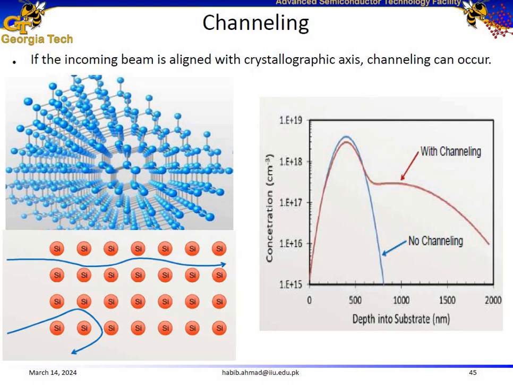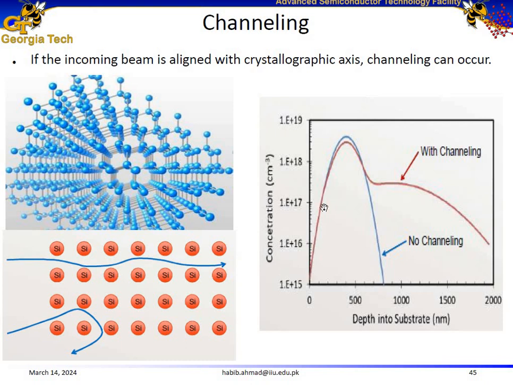Channeling is another concept in ion implantation. If the incoming ion beam is aligned with the crystallographic axis of the target material, channeling can occur. For example, if the incoming ions hit the substrate at this angle, they can travel deeper into the substrate material because they encounter fewer collisions. But if the incoming ions hit the target material at this angle, they are going to collide with the host atoms more often, resulting in a shallower depth of ion implantation.